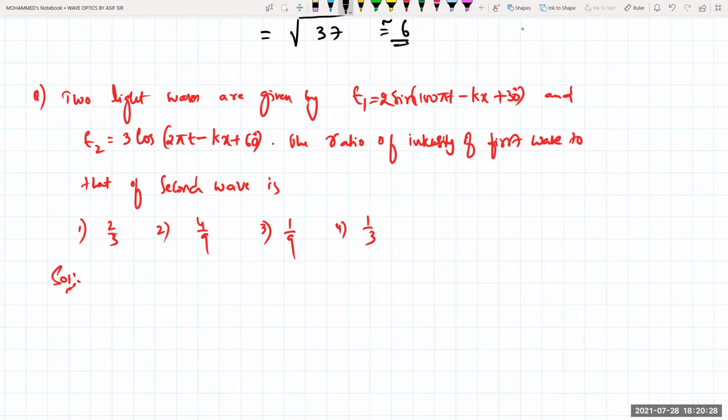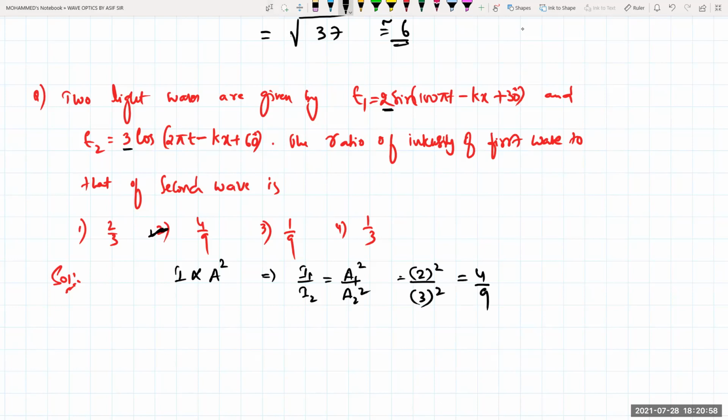What is the intensity formula? Intensity is directly proportional to the square of the amplitude. So I can write I1 by I2 will be equal to A1 square divided by A2 square. In the first one, A1 is 2. A2 is 3. So that will become 2 square divided by 3 square. That means this will be equal to 4 by 9. Simple. Got it?